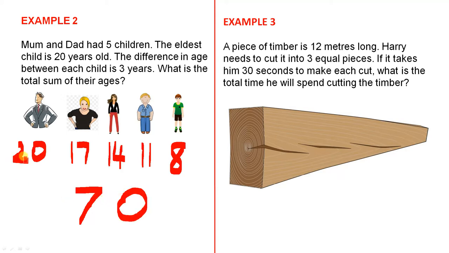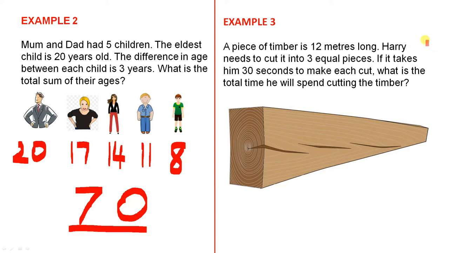Now let's quickly check again. 20 plus 17 is 37, 47, 51, 62, 70. So there is the total of their ages. See how it's useful when you draw a picture? You can see what's going on.